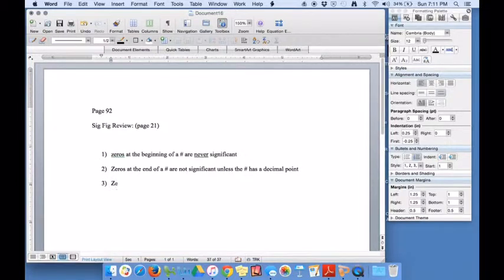Rule number 3 is that zeros sandwiched between two significant digits or non-zero numbers, because all non-zero numbers are significant, are going to be significant. And rule number 4, non-zero numbers are significant, just like we just said in the last rule. So that means that any number 1 through 9, or any digit 1 through 9, is always going to be significant. Down below here, we're going to go through some examples.